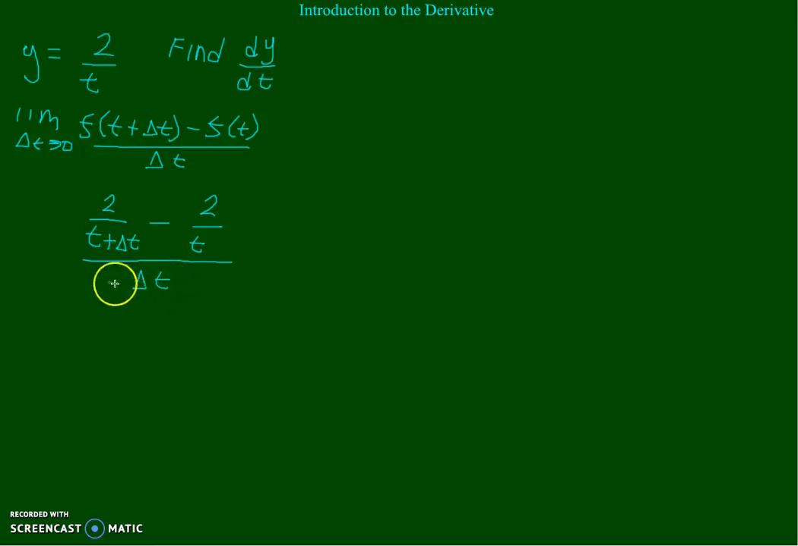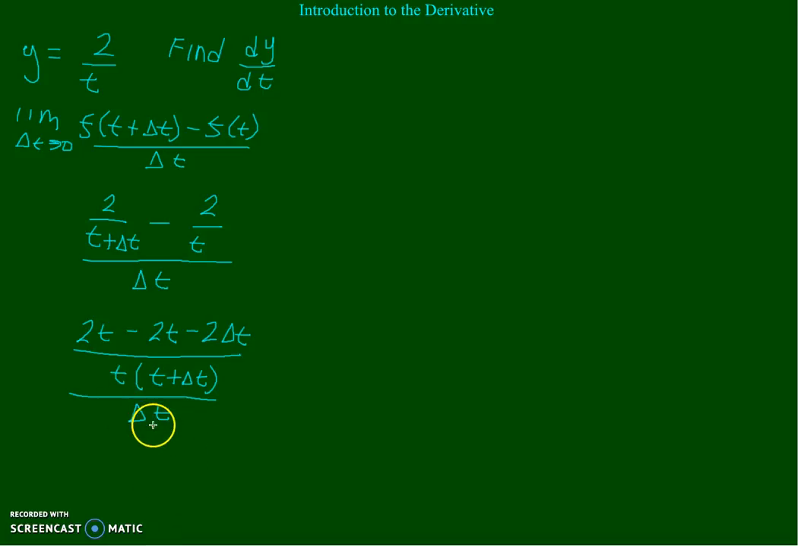Now in this case we can't evaluate this limit through direct substitution because of this delta t down here, so we're going to have to do some manipulations. So let's get a common denominator. This times this is 2t. This times this, using that sign, is minus 2t minus 2 delta t, all over this times this, which is t times t plus delta t, and the whole thing is over delta t.